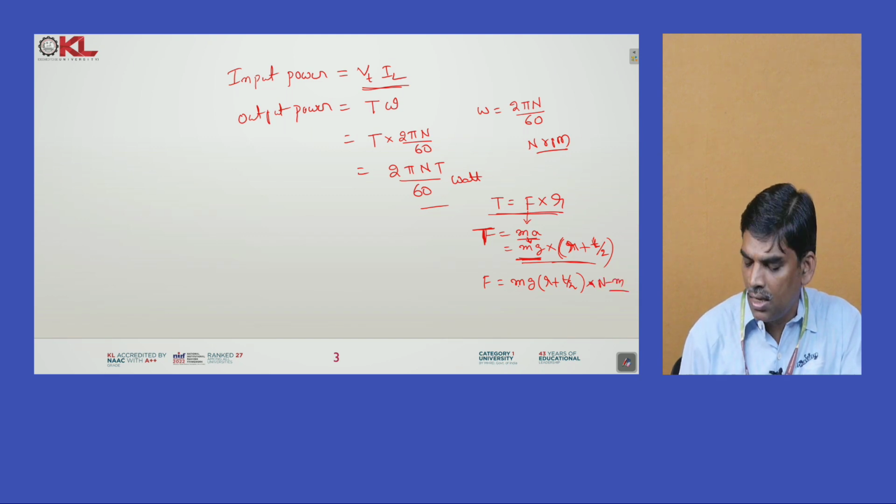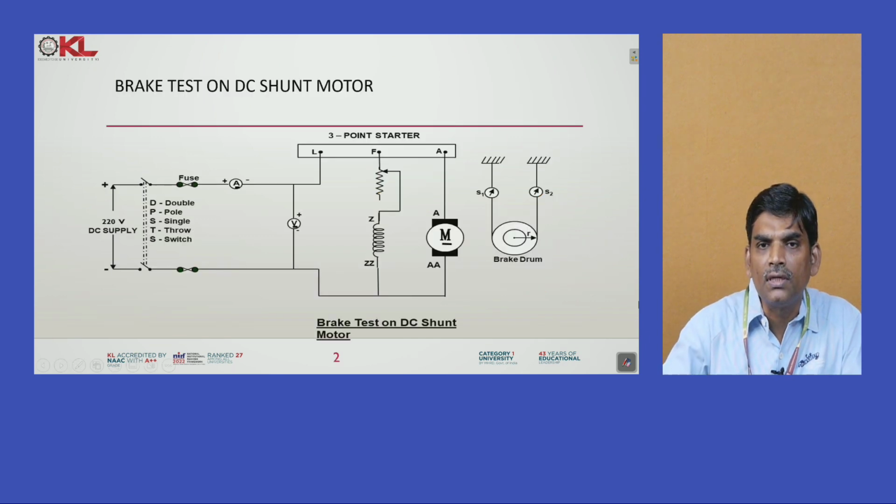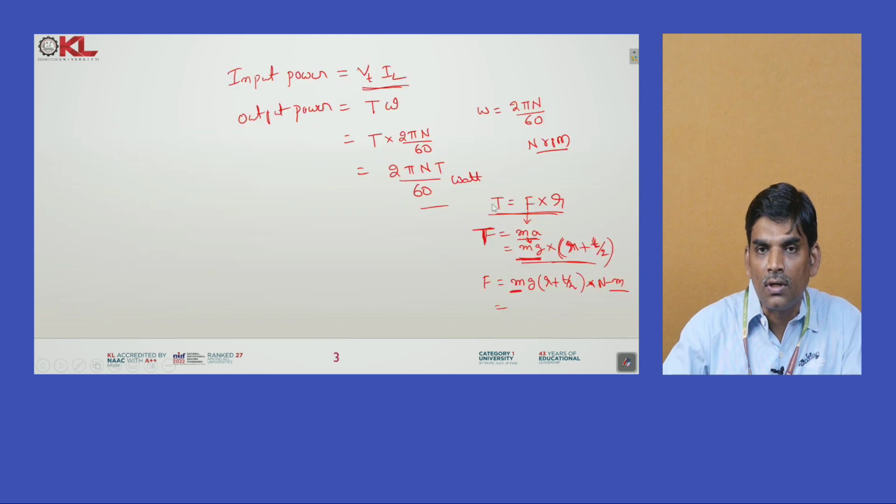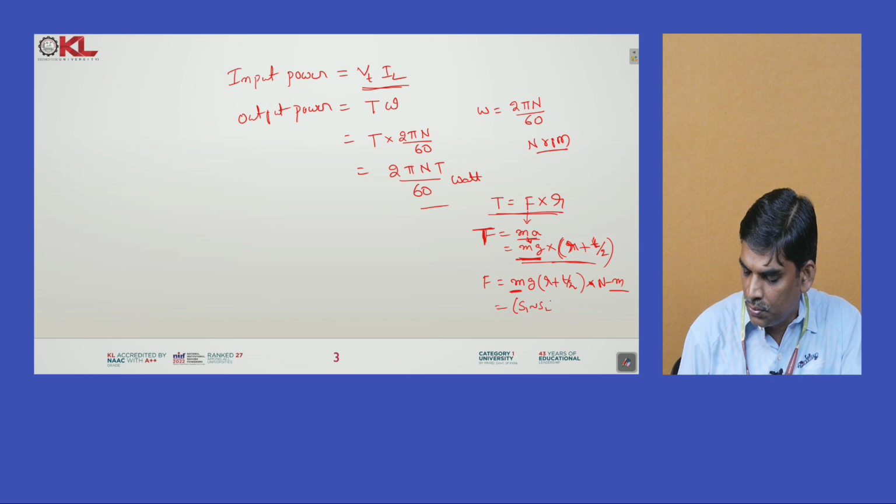But how is the mass calculated here? It is the difference between the two readings in the circuit diagram. Here there are two meters, in kg. We are measuring how much pressure is available on both sides, and the difference of these two is called the total mass of the load. So S1 minus S2, into g, is nothing but 9.81 into (R plus T by 2).